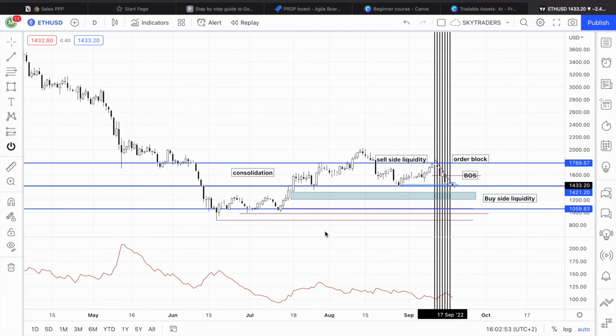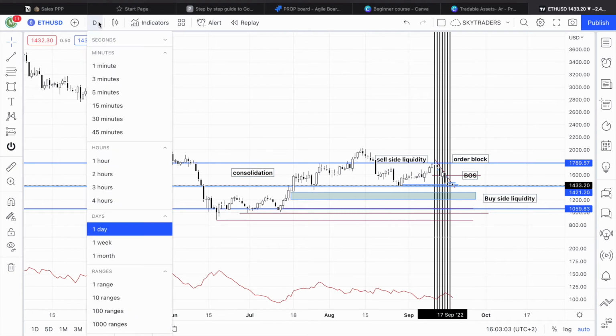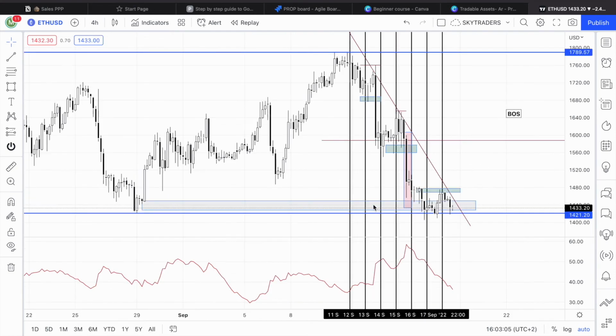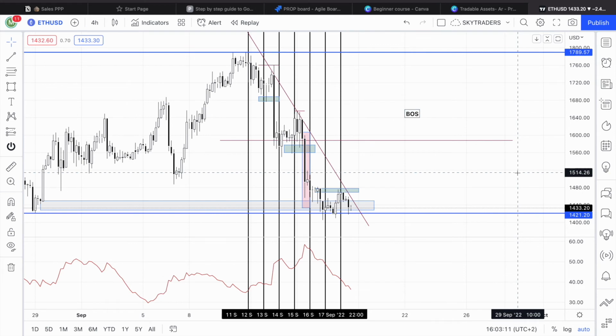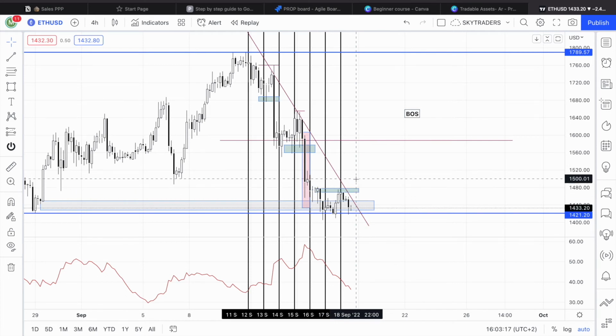So we can expect a rejection from this level. Even if we're going to continue to the downside, we can expect a rejection from this level. So how could this look in the upcoming week or weeks? If this is the end of the trading range, and if we see a high pressure buy candle breaking this market structure, we can expect trading back at least to this level.